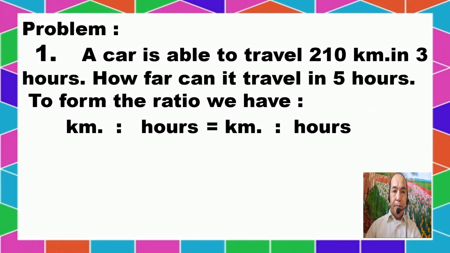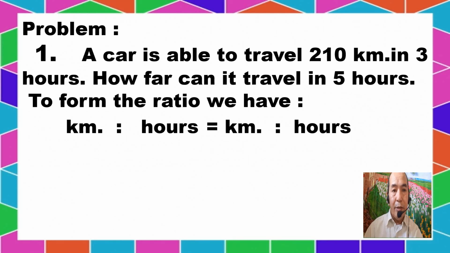Okay, here's the first problem that we are going to solve. A car is able to travel 210 kilometers in 3 hours. How far can it travel in 5 hours? Now, let's form the ratio out of the given in the problem. So, we have to compare the number of kilometers to number of hours, so that when we formulate our second ratio also, it should be in the same order.